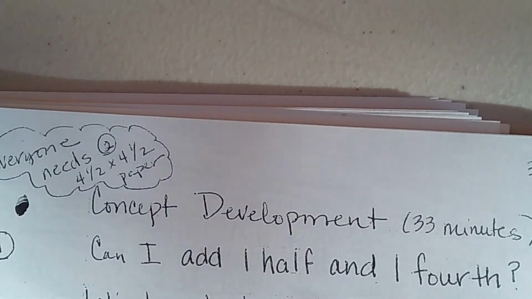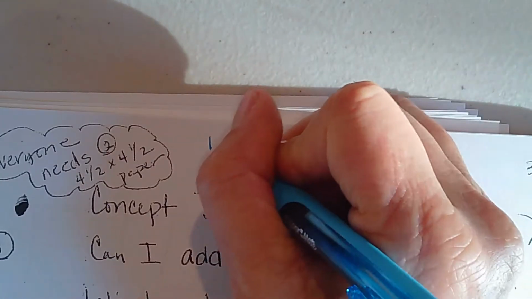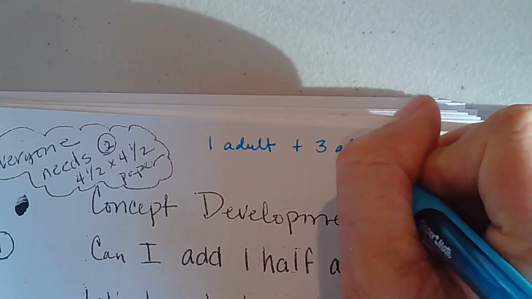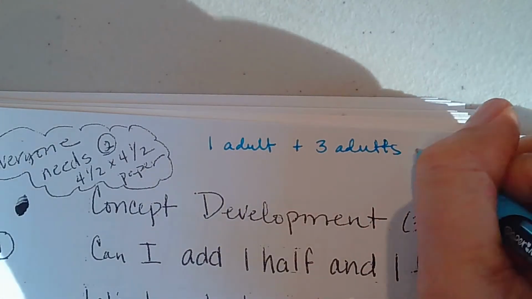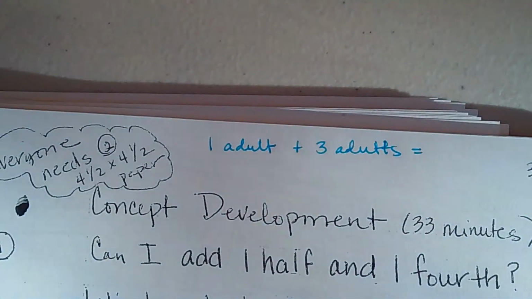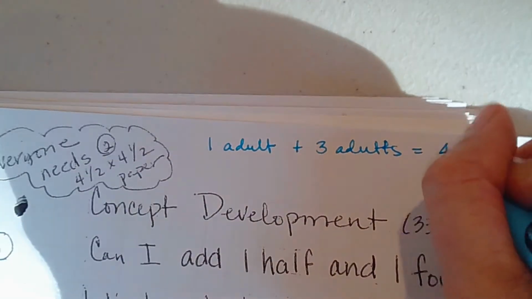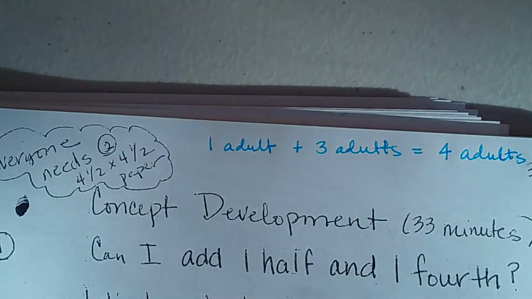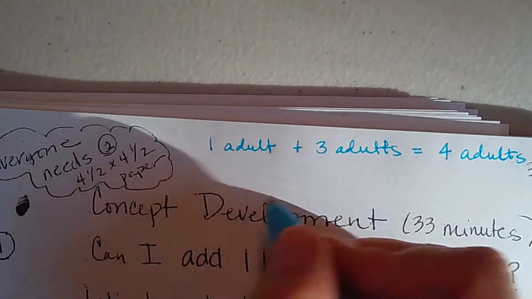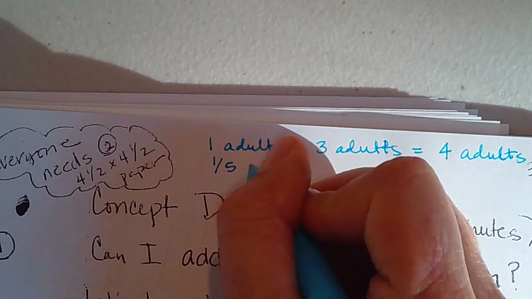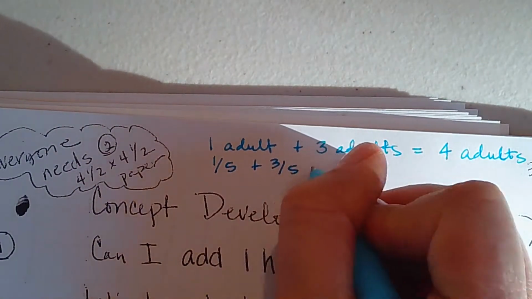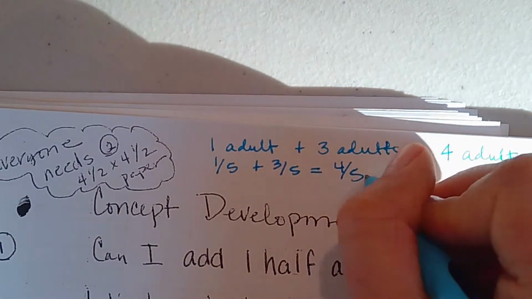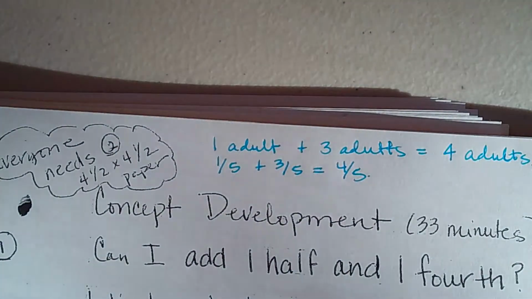So if I have one adult plus 3 more adults, that equals how many adults? Right. So it's 4 adults, right? So 1/5 plus 3/5 equals how many fifths? Right. 4/5, right? Okay.